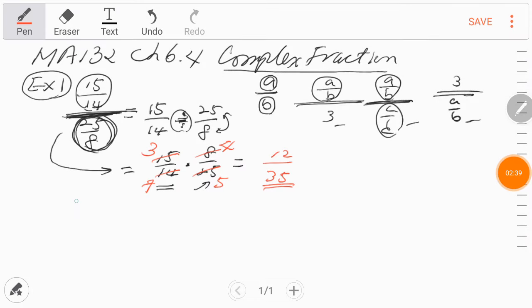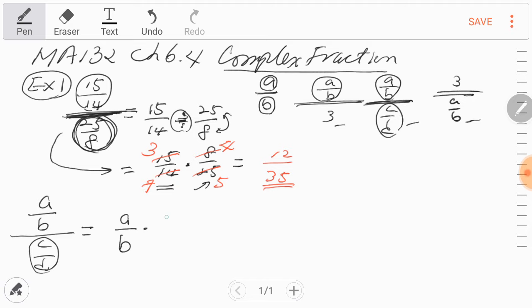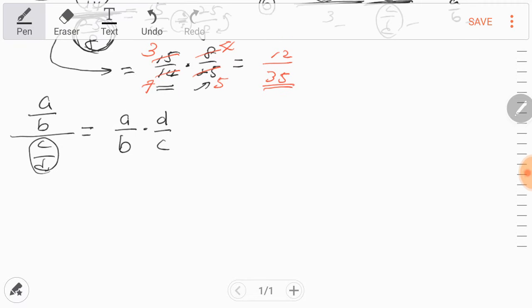So for a complex fraction, let's say here is an example, a over b divided by c over d. Then you can write it as a over b times the reciprocal of this fraction, d over c. Or you can do it this way. Here is a over b over c over d.